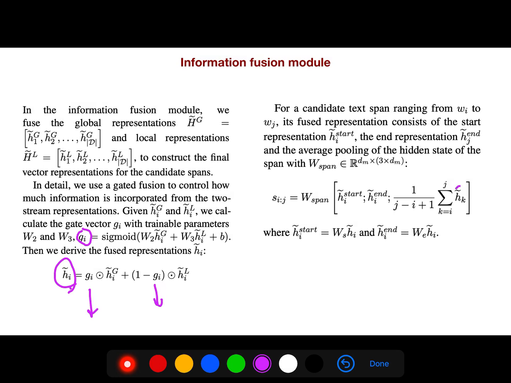Now that we have the fused representation, and start and end, we can create the span for candidate text spans ranging from i to j, omega i to omega j. Its fused representation consists of the start representation, the end representation, and the average pooling. So the third argument is your average pooling of hidden states of the span.